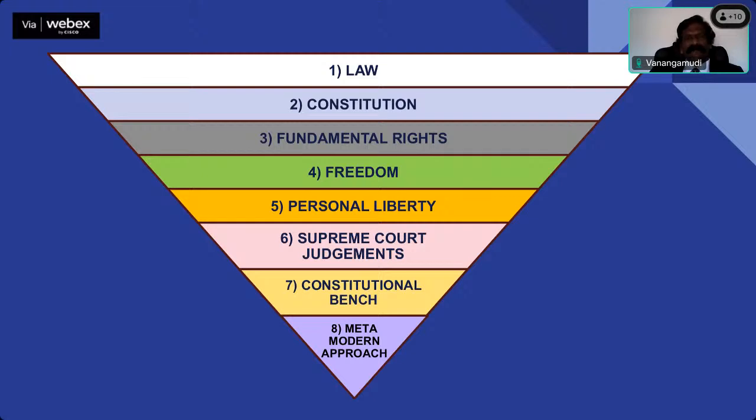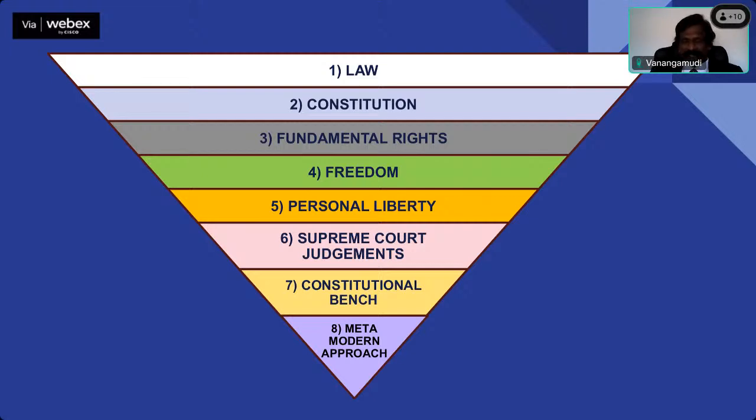Similarly, there are more than 10 basic concepts in the meta-modern approach. Therefore, I can simply say 25 PhDs can be pursued under the meta-modern approach within the Constitution bench judgments, all these things. I am pointing this out only to show how a concept can be reduced.